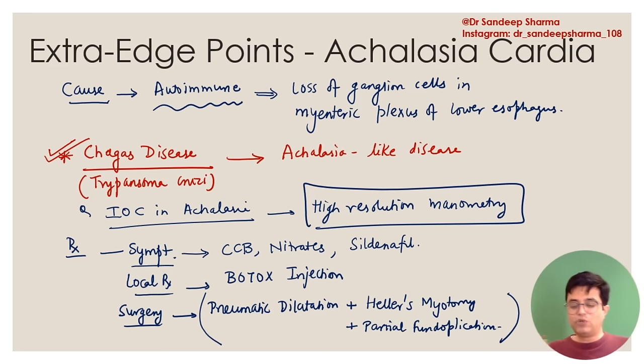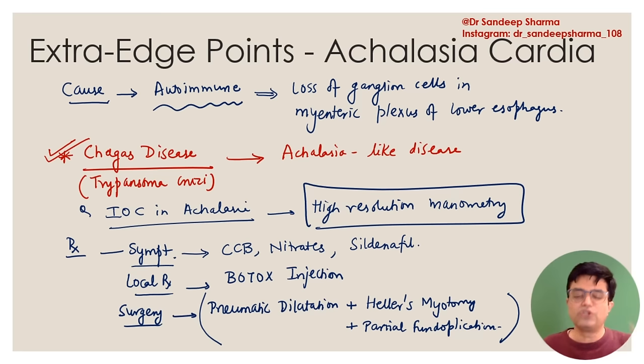What we do in this patient is, using a pneumatic device, we try to dilate the lower part. After it has dilated, we do surgical resection of the lower esophageal sphincter muscle, which is not responding. That is called Heller's myotomy. When you do Heller's myotomy and pneumatic dilatation, there will be chances of reflux as a side effect. So you will have to do partial fundoplication, and partial fundoplication will reduce the chances of reflux in the patient, right? So this is the management of achalasia cardia.